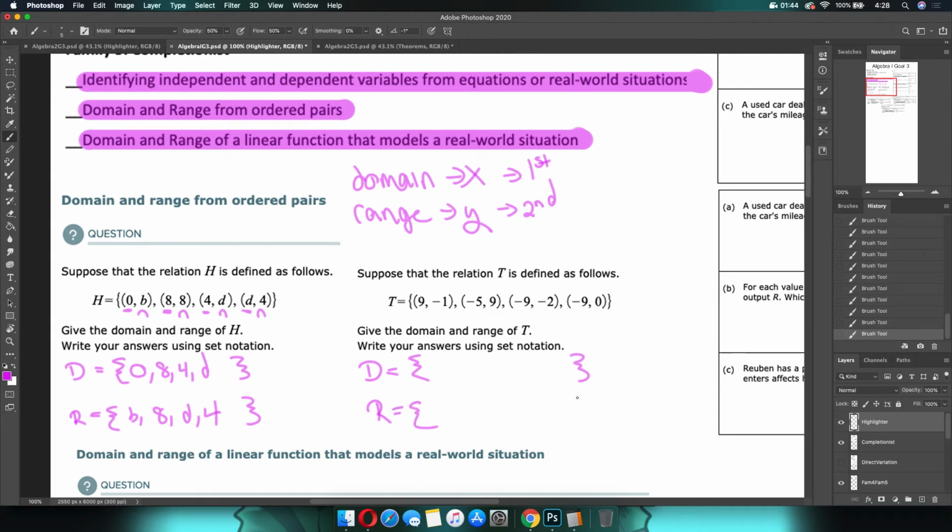All right, so domain and range. Domain is your x, so we have 9, -5, -9, and -9. So 9, -5, -9, and we don't have to worry about listing something twice. So once I've listed it the first time, I don't need to worry about doing it the second time. Range is these numbers, which is -1, 9, -2, and 0. So there's your easy peasy.